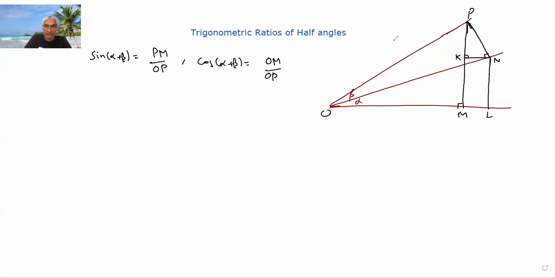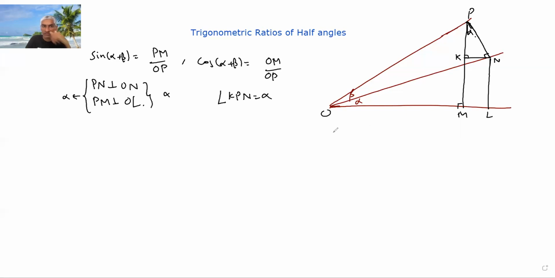Now you see, I want to find angle KPN. What is this angle? You see, PN is perpendicular to ON, right? And PM is perpendicular to OL. So angle between ON and OL is alpha. So angle between their perpendiculars, it is also alpha. Angle between PN and PM is also alpha. So I can write now angle KPN is equal to alpha. So this angle is alpha.